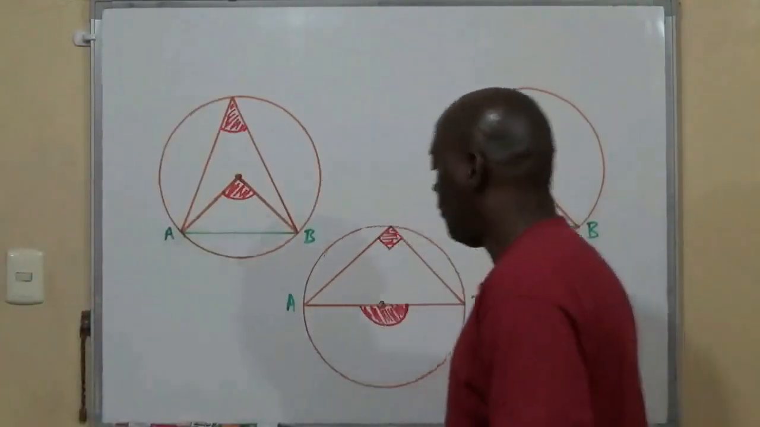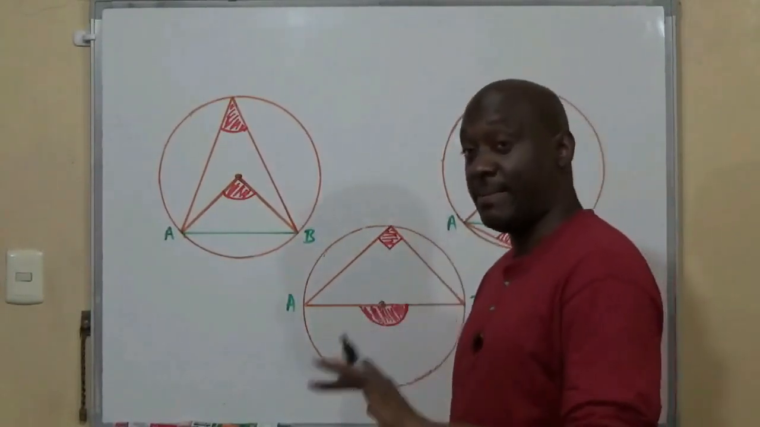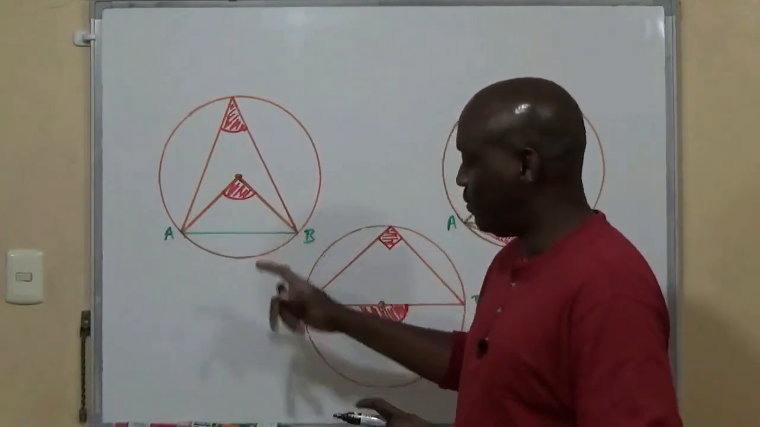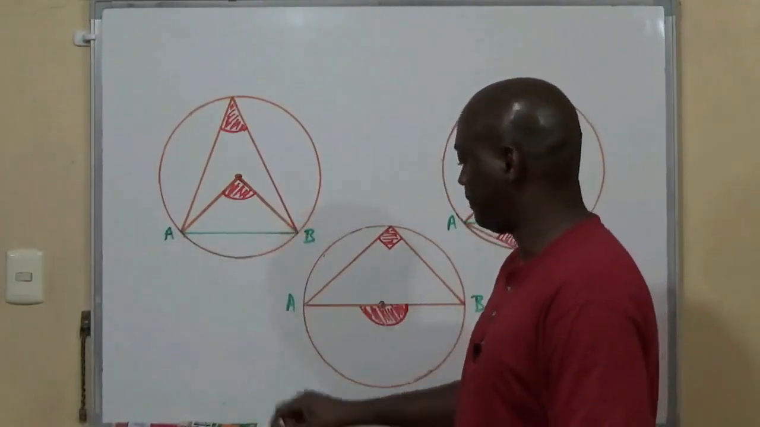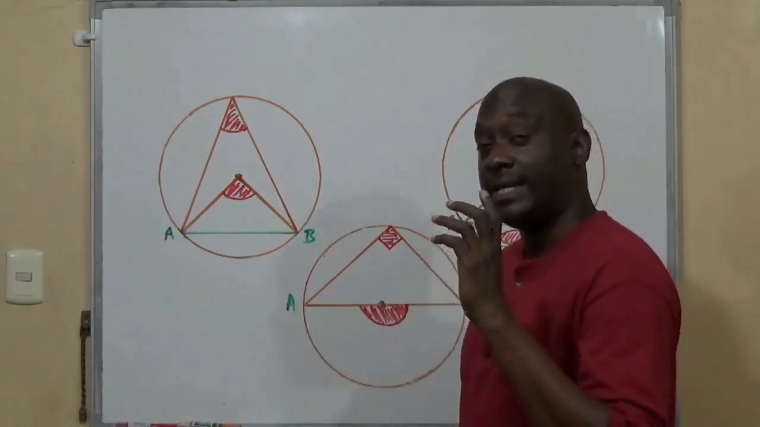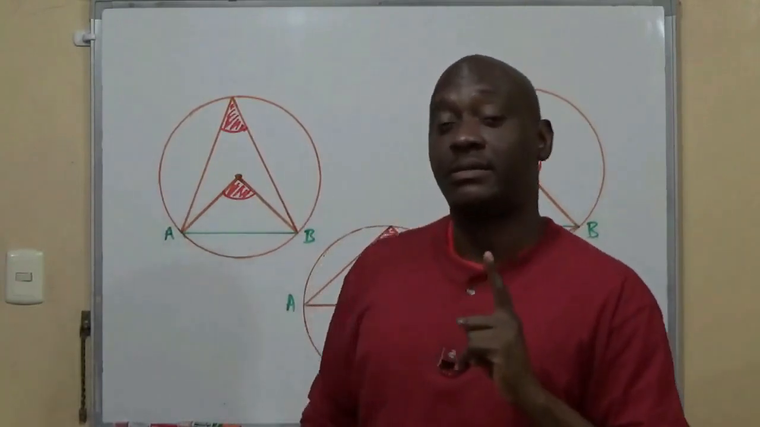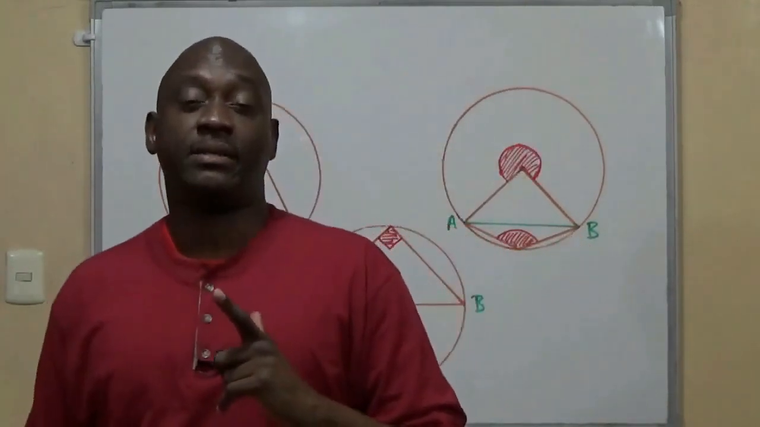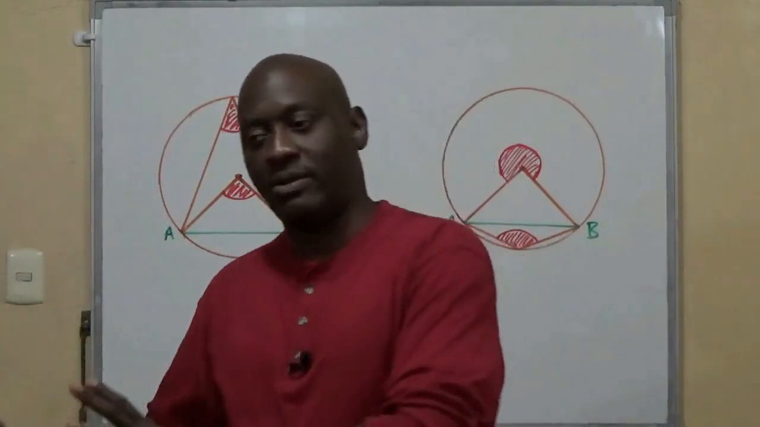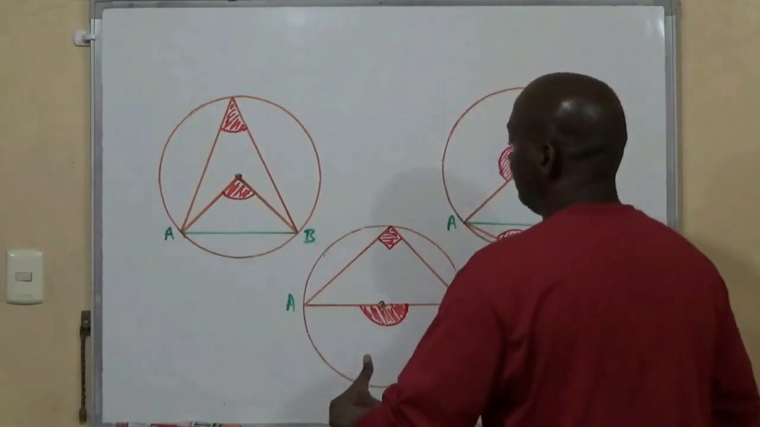Remember, we discussed in the very first video the major segment and the minor segment. So remember that any chord of the circle will inevitably divide the circle into two segments. Once that chord is not a diameter, you would have a major segment and a minor segment. It just means that one segment will be bigger than the other. Of course, the bigger one will be the major one, and the smaller one will be the minor one.